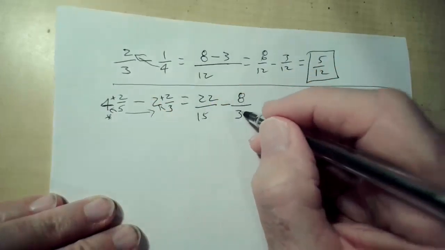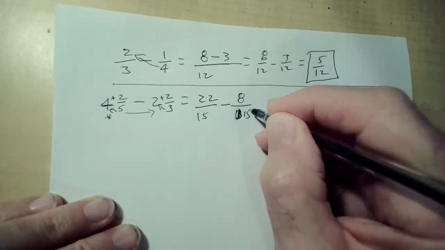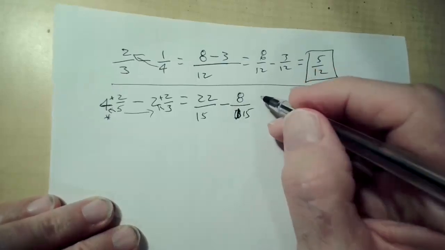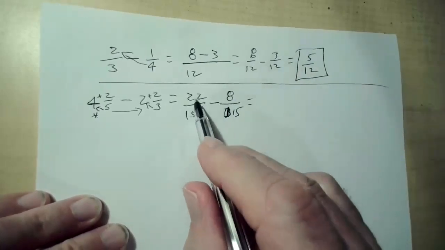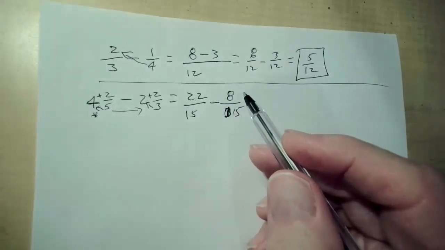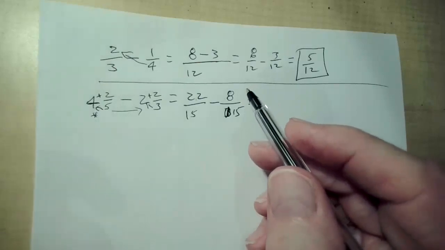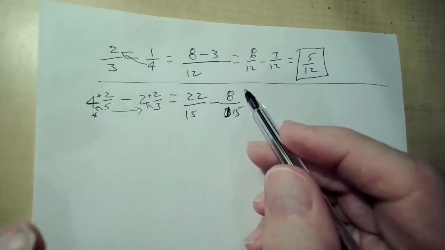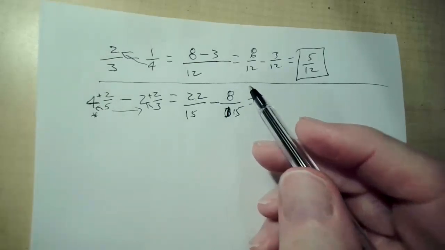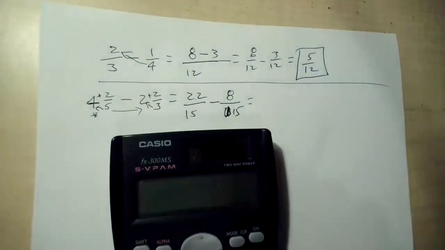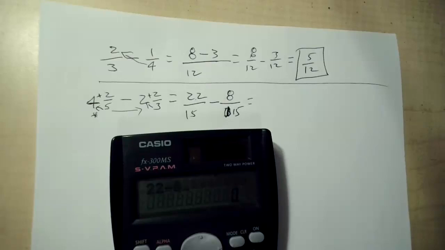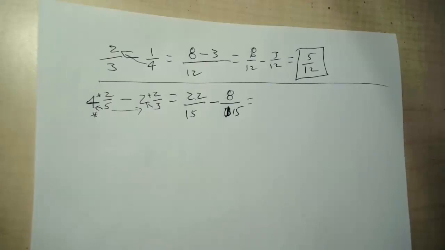Oh, wait, you have to multiply the two denominators. That's 15. This will be 15. I'm sorry. I'll do better. Okay, so we do 22 minus 8. What is that? 14? Okay, 22 minus 8 is 14.